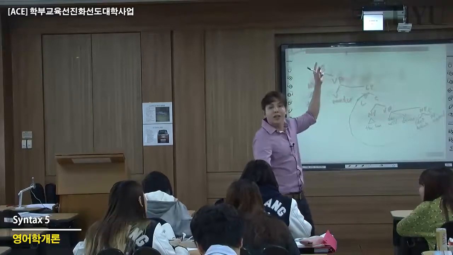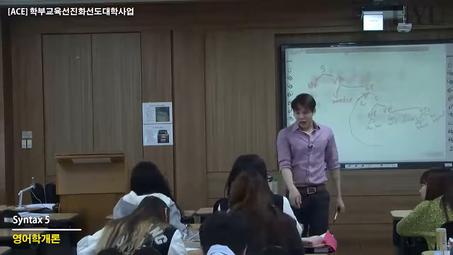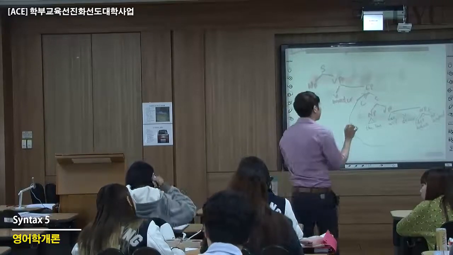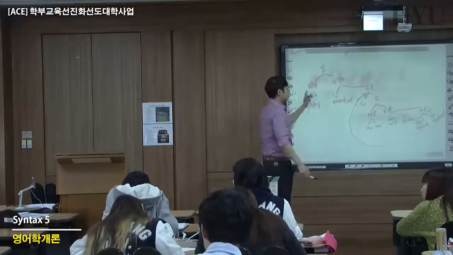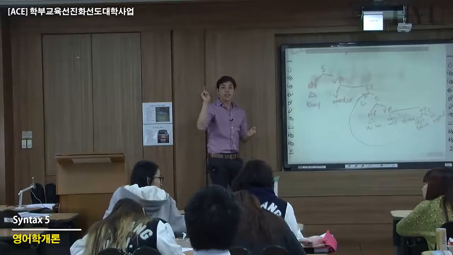We'll look at number 7 next. Number 7, the first one. I wonder who John likes. Can you draw the tree for that one? I wonder who John likes. So first, draw the original sentence.